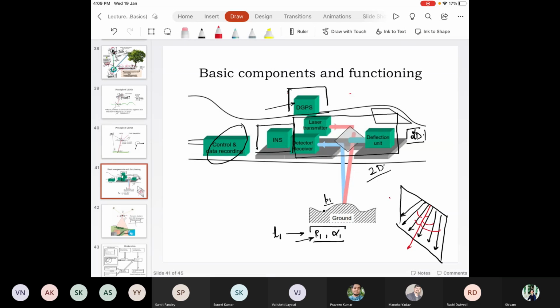The movement of the laser scanner unit provides the third dimension. After some time, the first plane moves to the next location, so in a new plane you are calculating all the information. We'll discuss it in detail. So at T1, the range R1 and alpha 1 is recorded, and in the same way it is recorded by the laser scanner unit.